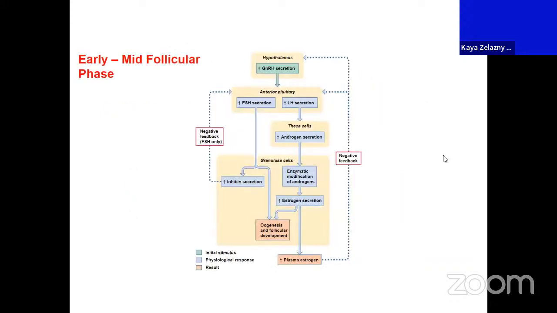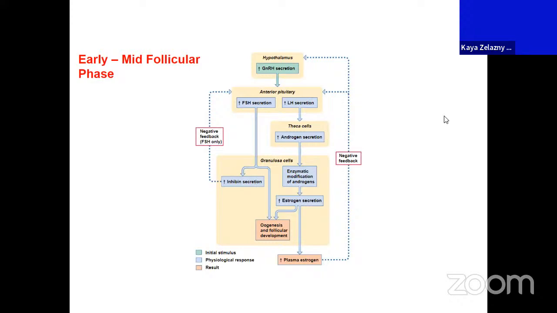Okay. So here we have a flow chart of what's happening with hormones early in the follicular phase through about the midpoint of the follicular phase. This is figuring out how we get to the point of developing the structures surrounding the egg, developing that oocyte, and triggering ovulation.